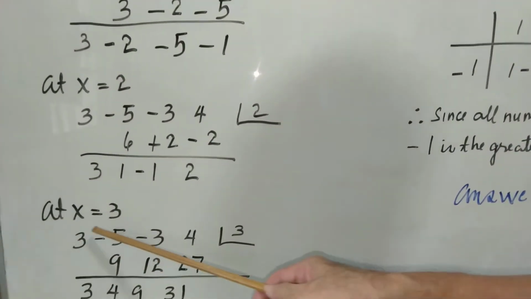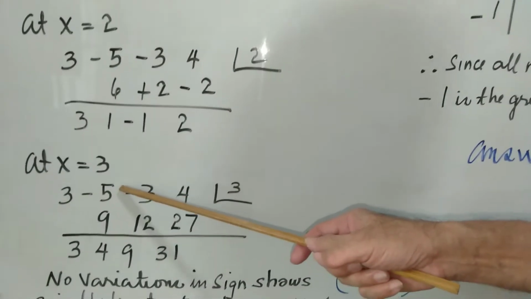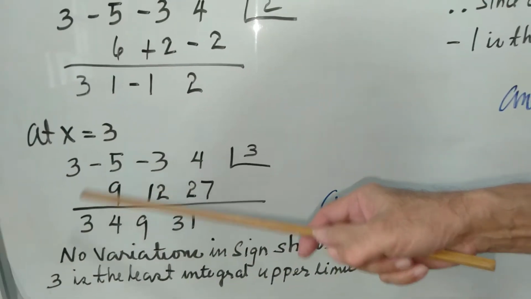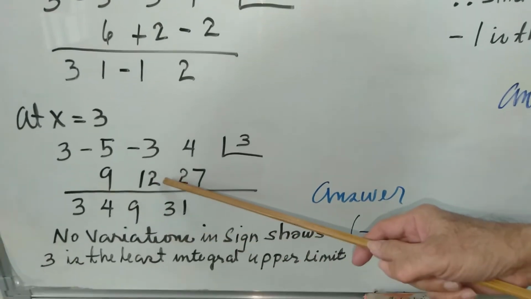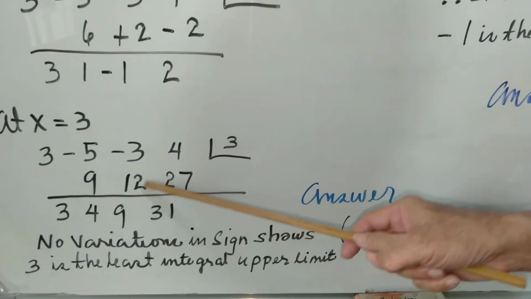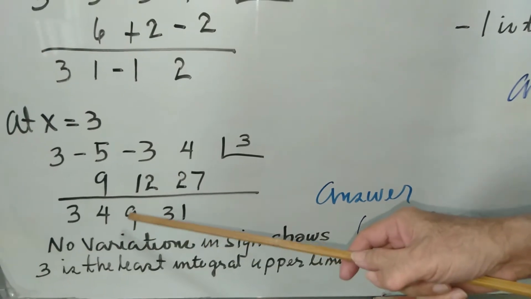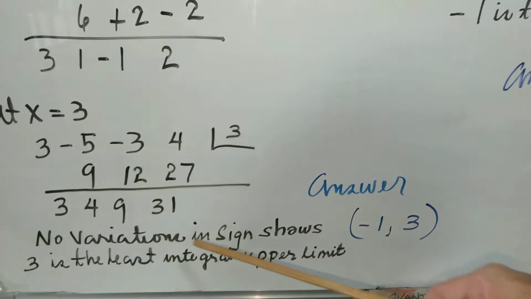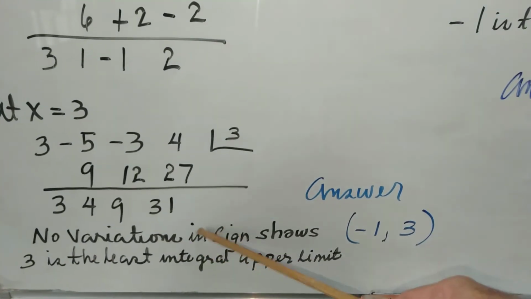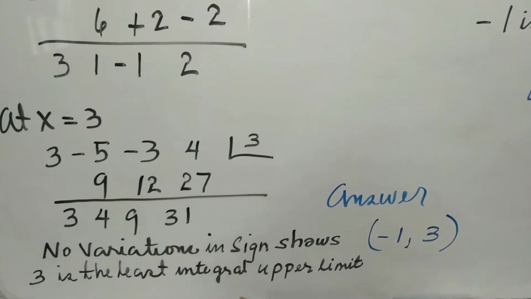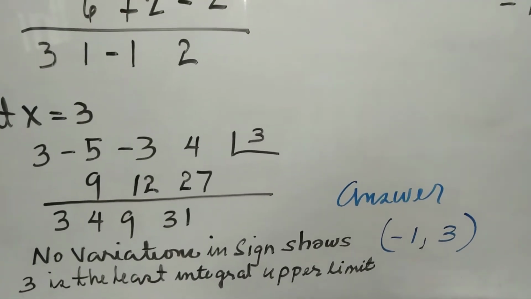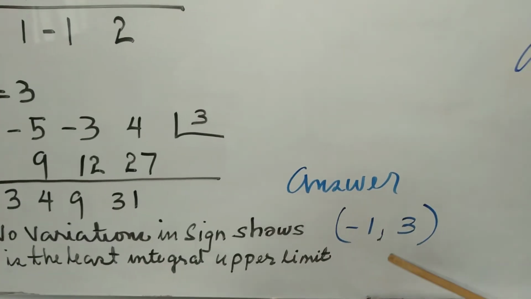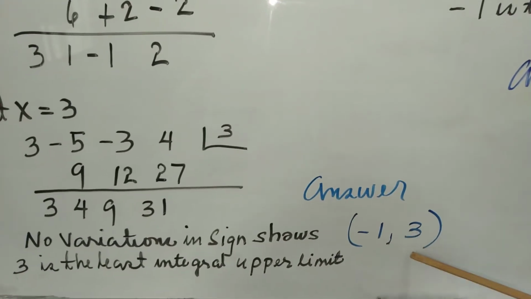So at x is equal to 3, we bring down 3, times 3 is 9, minus 5 is 4, times 3 is 12, minus 3 is 9, times 3 is 27, we add 31. So there's no variation in signs. All of these are positive, so 3 is the least integral upper limit. So our answer for this exercise is -1 and 3.